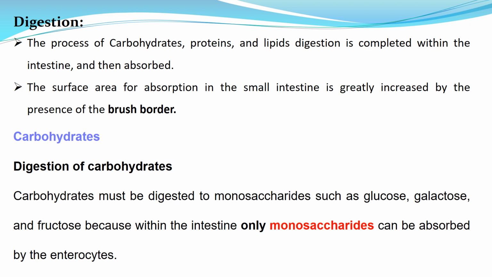The surface area of absorption in the small intestine is greatly increased by what? By the presence of the intestinal brush borders. So the brush borders of the intestine can increase the surface area of absorption.